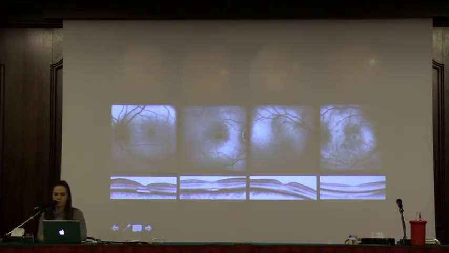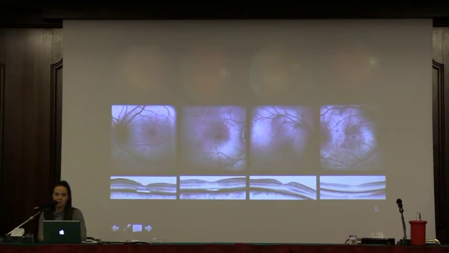These are special images from the retina called fundus autofluorescence images. They give you information about the retinal pigment epithelial layer. This is underneath the photoreceptors, and these cells work together in very close connection with the photoreceptors. So this is also very important as an examination regarding morphology.